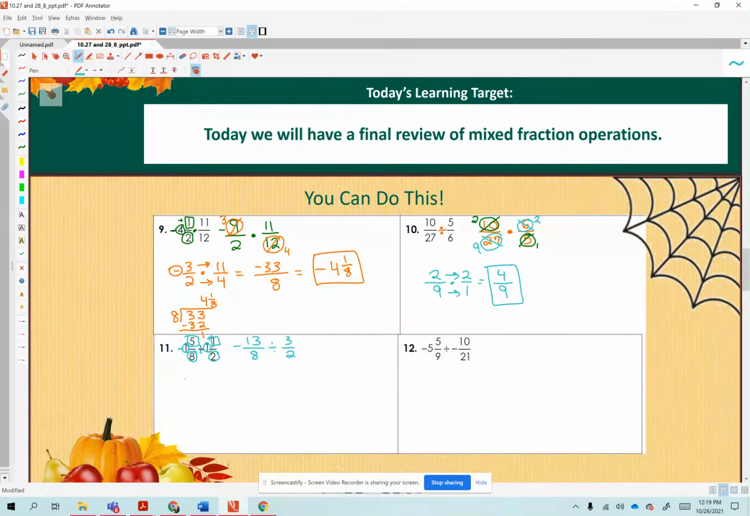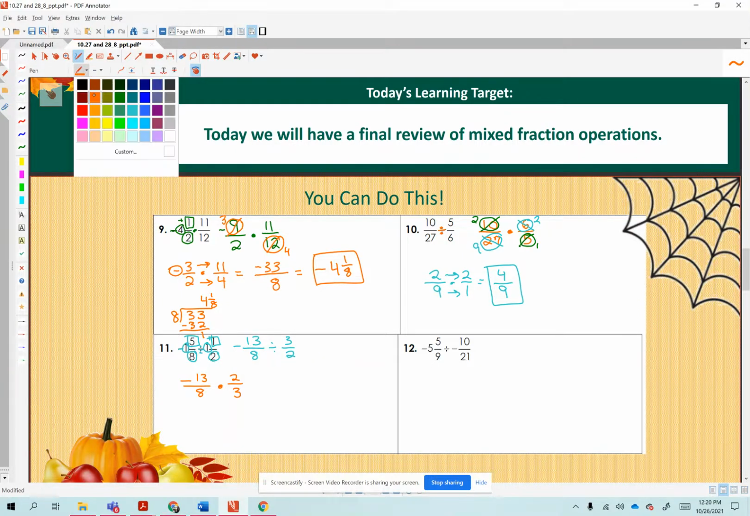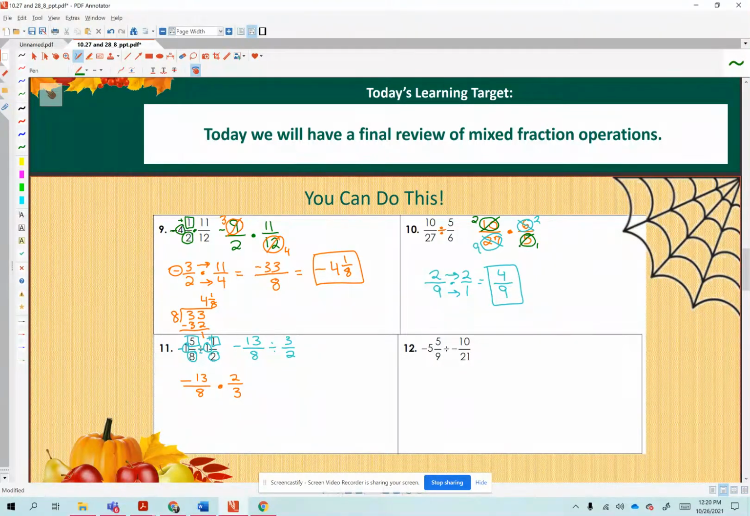Now we will rewrite this as multiplication, and then we will invert the second fraction. So negative 13 over 8 times 2 over 3. Now we do have an opportunity to simplify here. 13 is a prime number, so there are no factors of that except for 1. But the 8 and the 2 are both divisible by 2. So 2 divided by 2 is 1, and 8 divided by 2 is 4. So that helps our work get a little bit easier.